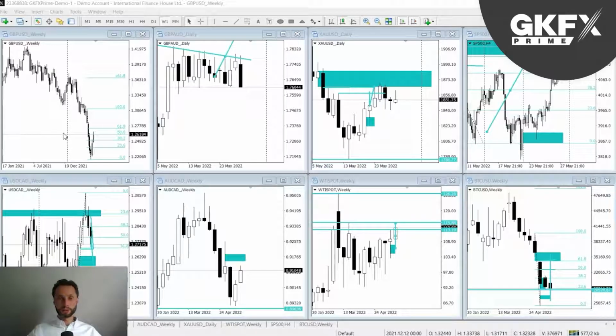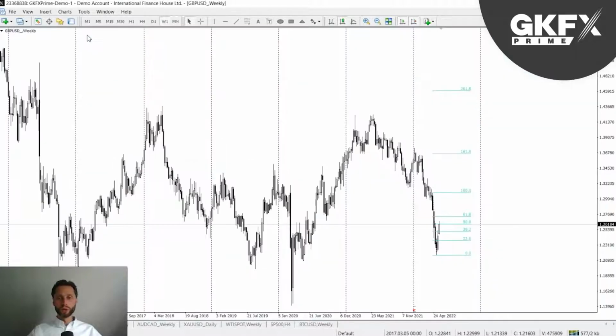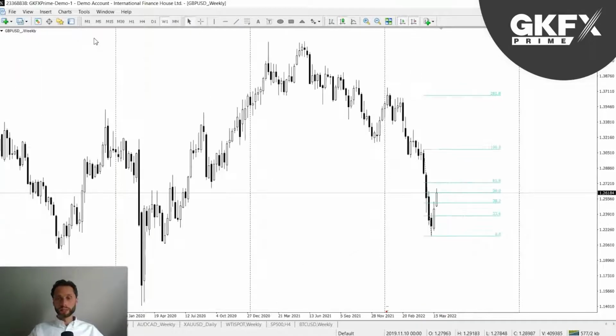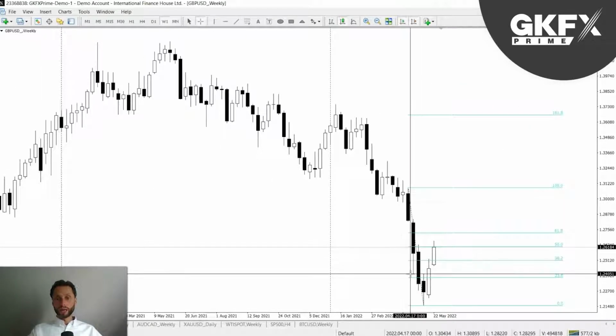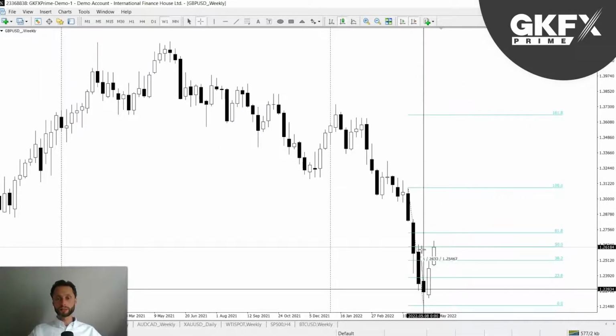And again, we've got a mix of Forex and indices and a couple of others as well. So let's start with the majors. And this time I am going to look at pound dollar. Right, what did we see last week? Well, we had this retracement.